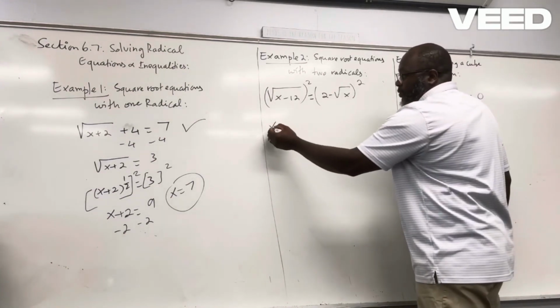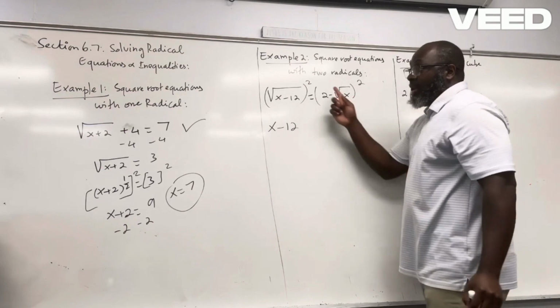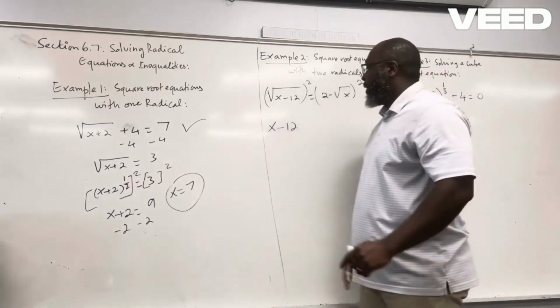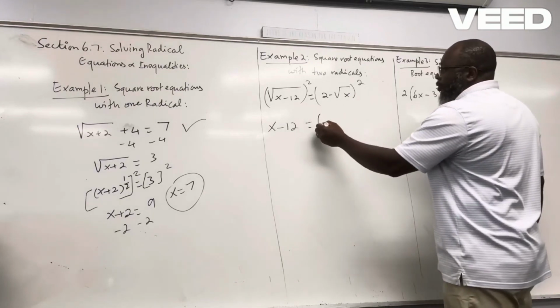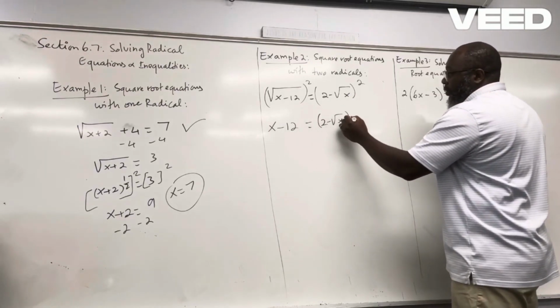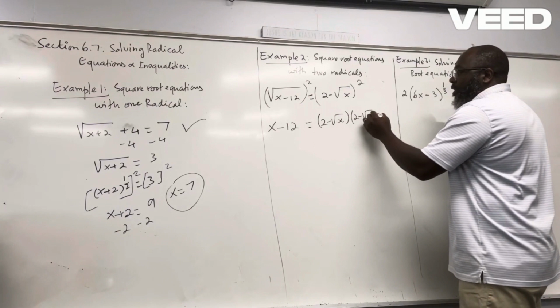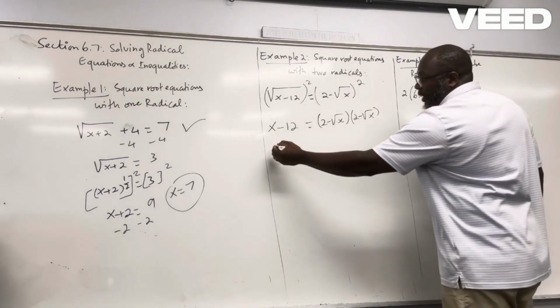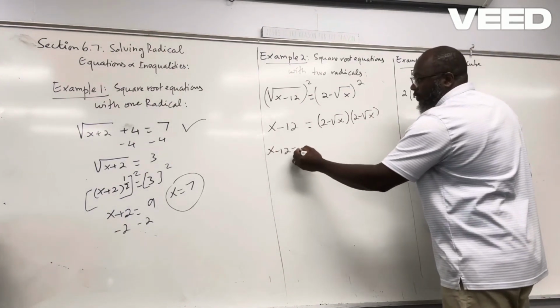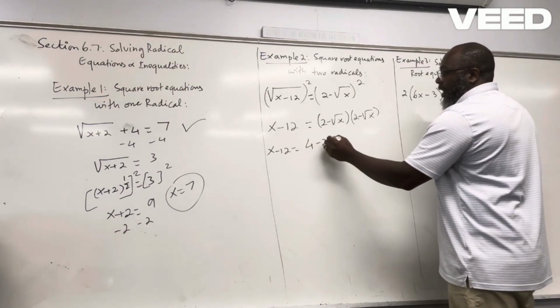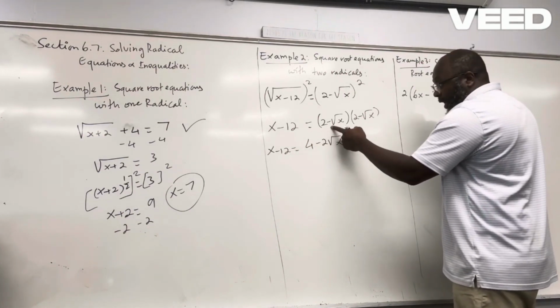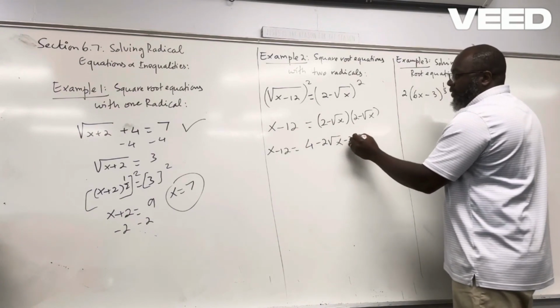So you are left with x minus 12. We saw that on the last problem, okay? And now here, you're gonna have to do the FOIL method, right? So you can go the traditional way, which is this times this. So that way you don't run into trouble, okay? So this is x minus 12. 2 and 2, that's 4. 2 and this is negative 2x. Negative root x times 2, this is negative 2 root x.